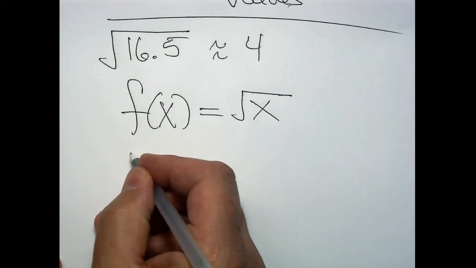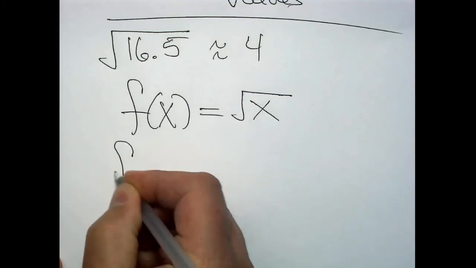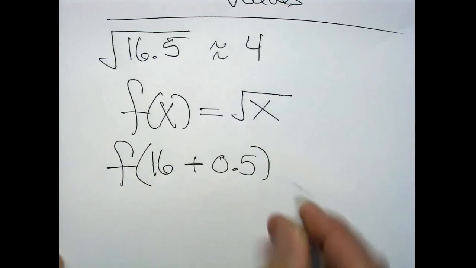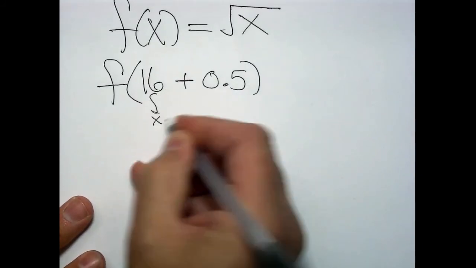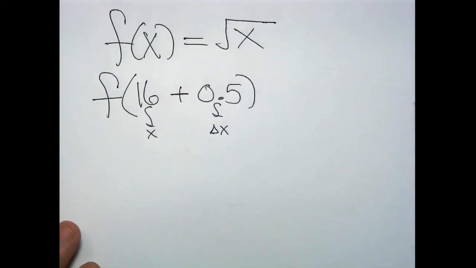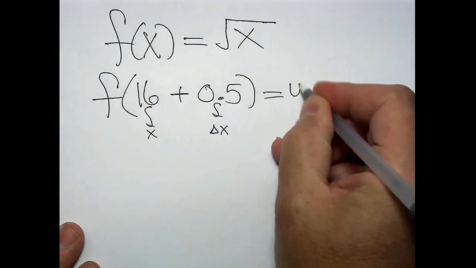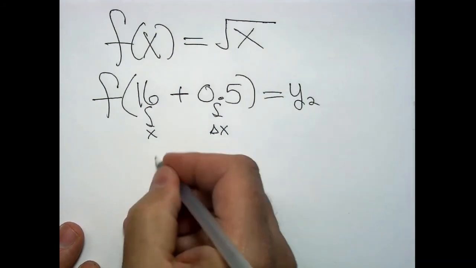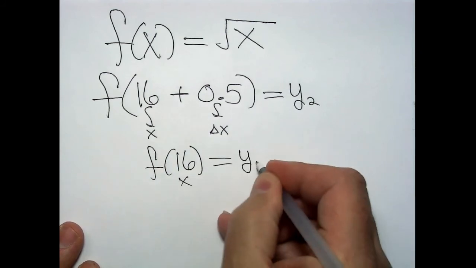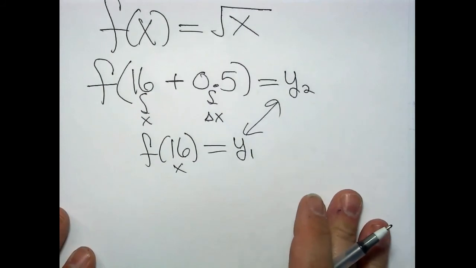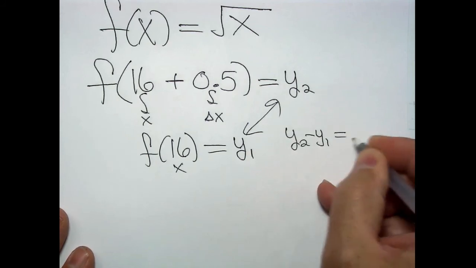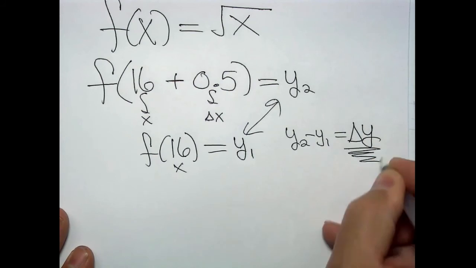What we're really doing is this. We're doing the f of 16 and a half. So in a sense, this can be your x, and you're just going a little distance away from it. This is some y value, y2. Now, if you just go ahead and do the f of 16, you're getting some other y value, y1. Now, what's the difference between these two numbers? The difference between those two numbers we refer to as delta y. It's the old delta y that came back.